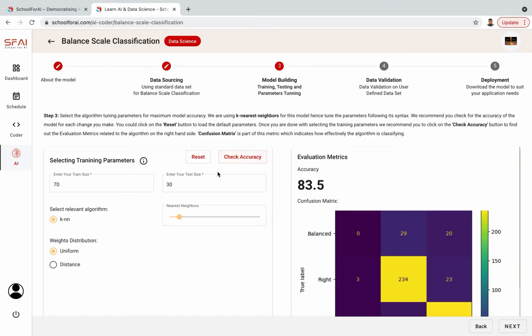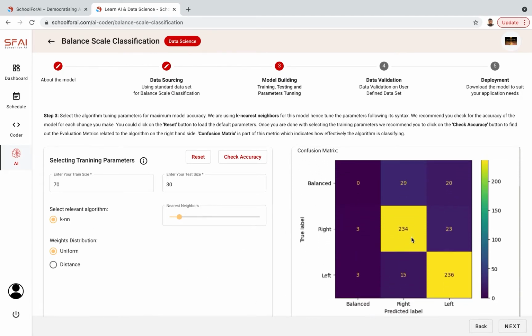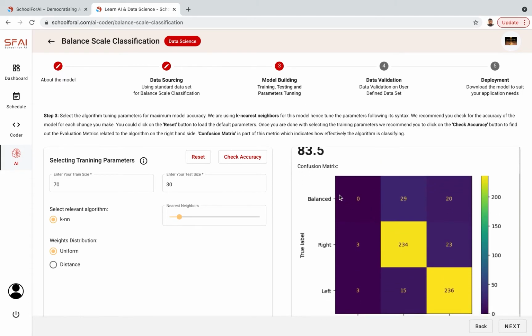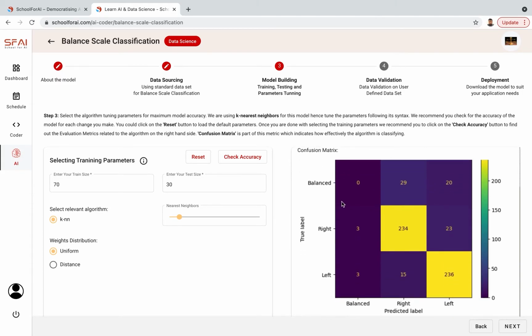And once you're ready, check the accuracy. For this model, we are showcasing 83.5%. Again, you could improve that by playing around with the values. And there goes the confusion matrix showing you the performance and the errors over here. So this is a pretty decent one for learning. So 83.5, and with a confusion matrix of this sort, it is looking good.